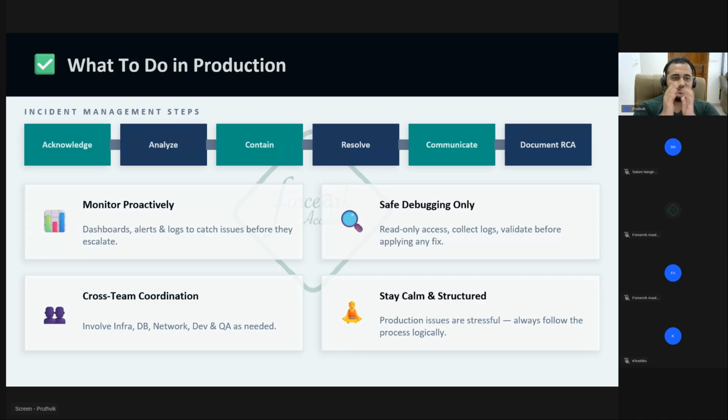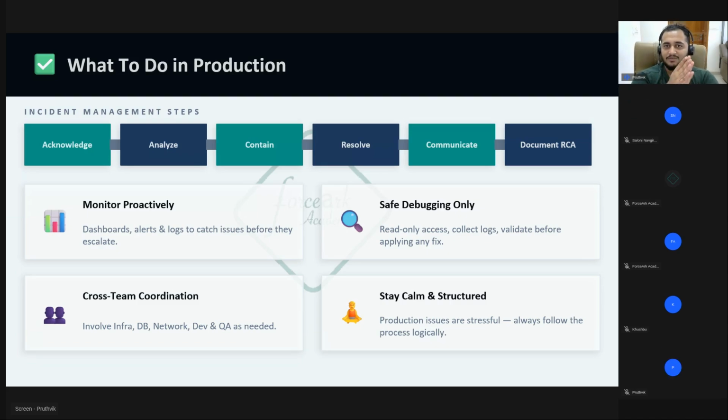So the first step is you need to acknowledge the issue, that you are looking at this issue as soon as you get it, because the stakeholders who are looking at all the production issues, right, they expect some kind of a response. They'll only understand that someone is looking into it, and the panic will reduce once you acknowledge that you are picking this up, and it will take some time, right?